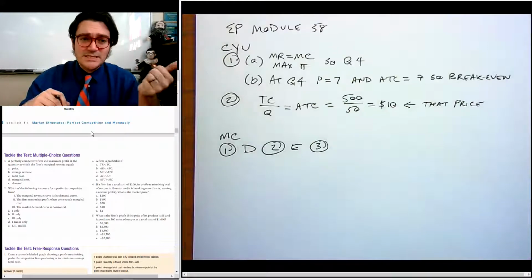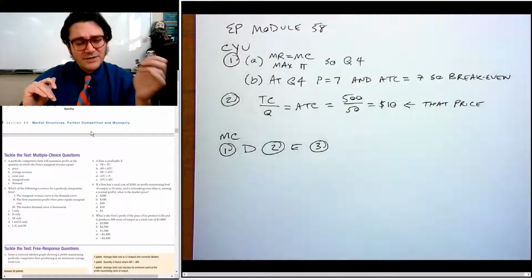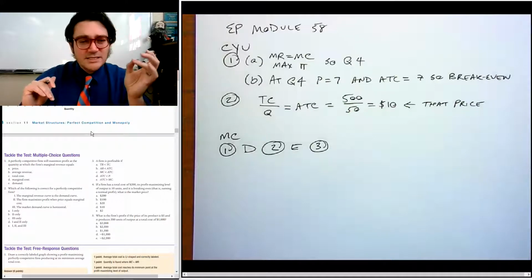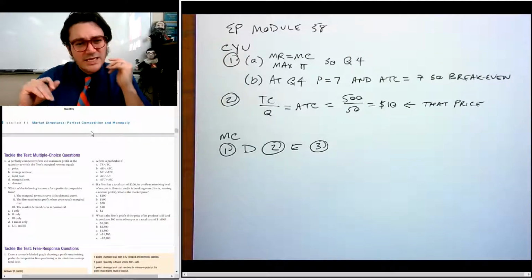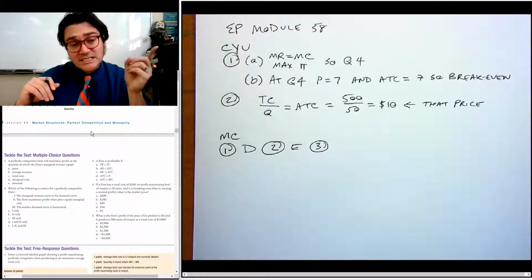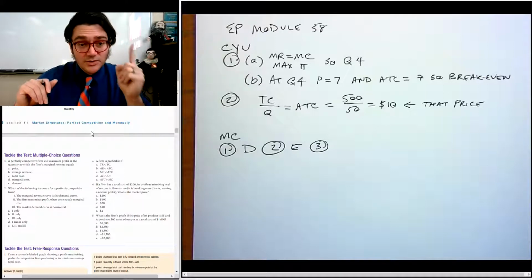So A, TR is less than TC, that's wrong. Average revenue is less than average total cost. No, that's not necessarily going to be. Marginal cost is less than average. No, that doesn't tell you the profitability. ATC is less than the price. That tells you that they're profitable. So D is the correct answer.